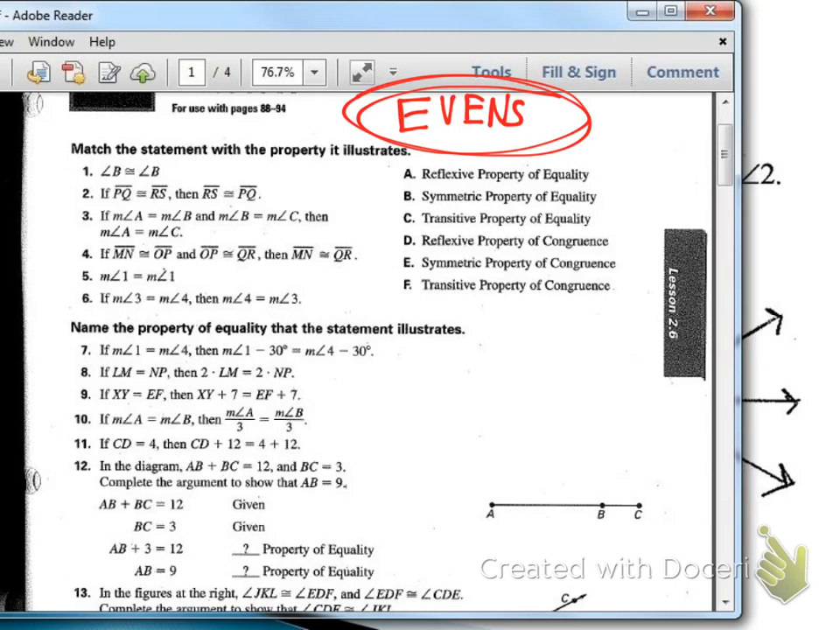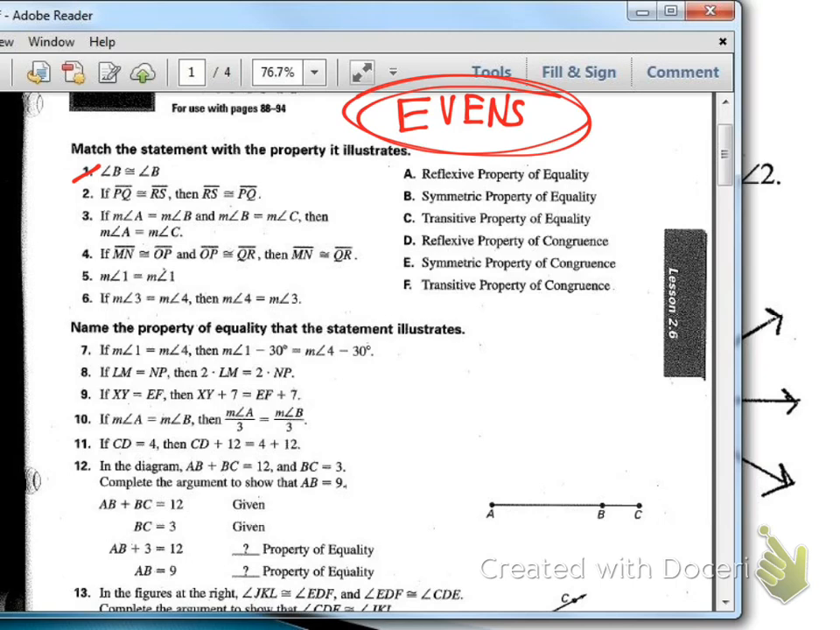Now, 1 through 6 is matching. Sometimes for matching, it's actually easier to do them all. So if you feel like you want to do them all, that's fine. Notice reflexive is on there twice, symmetric is on there twice, transitive is on there twice. The only difference is equality or congruence. So if you see equal signs, you should use the one that says equality. If you see congruent symbols, you should use the one that says congruence. Alright, so we're only doing even.